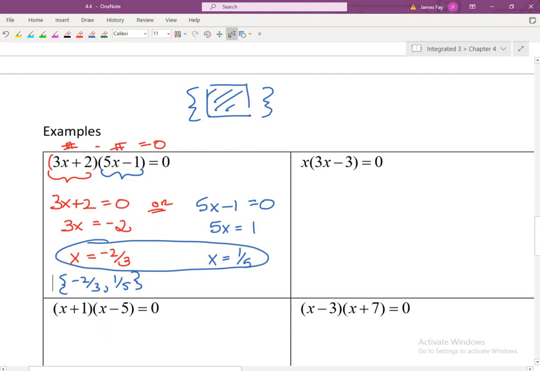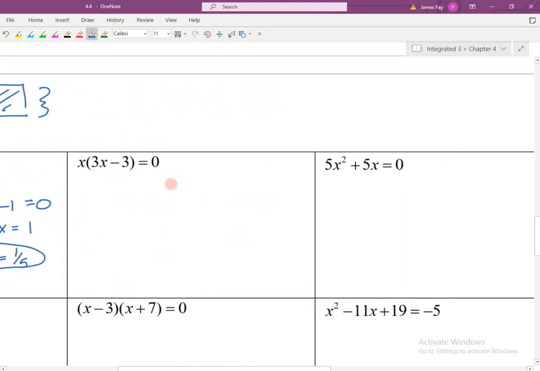Okay. Next one. Okay, so this one here is almost simpler than the last one, but it creates issues for people, okay, because of this x right here. Okay, right now that x is a number. 3x minus 3 is also a number. And if I'm multiplying them together to get 0, that means either the number x was 0 or the 3x minus 3 was 0.